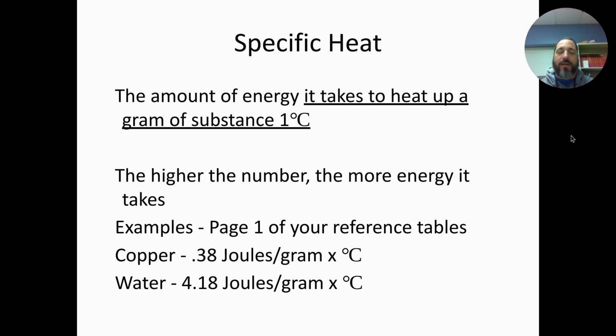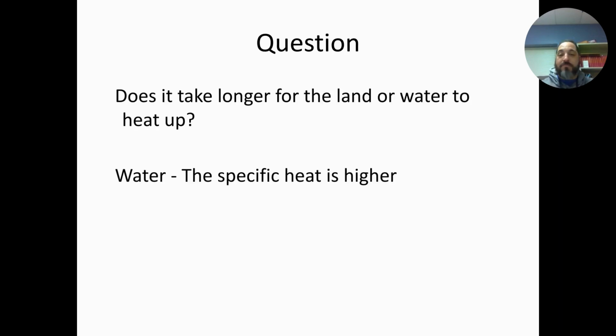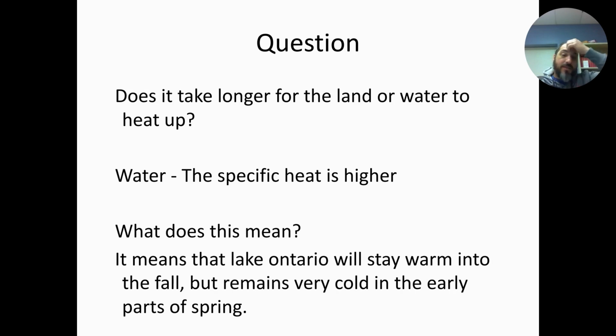And you've seen this, like if you heat up a steel pan on the stove, it heats up much faster than the water inside of it, right? The outside of the pan is going to be hot a lot faster than the water that you're trying to boil inside of it. So, question being, does it take longer for the land or water to heat up? So water, the specific heat is higher, and it means that Lake Ontario is going to stay warm into the fall but remains very cold in the early spring.